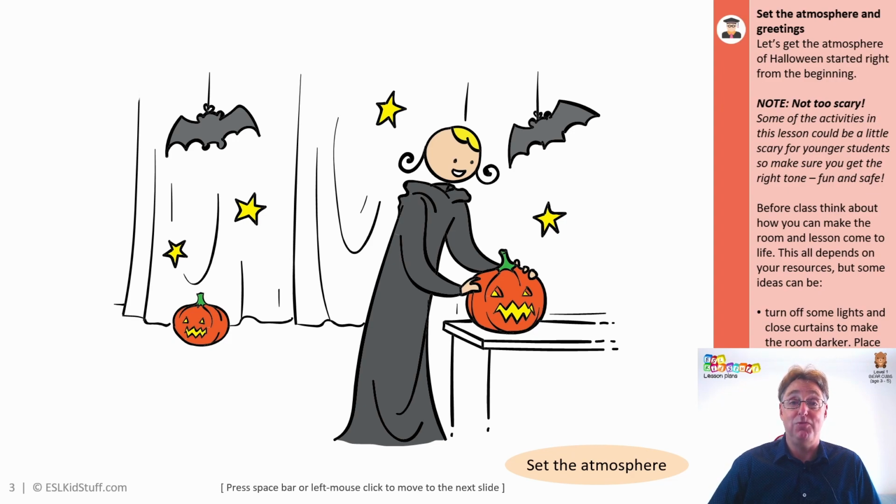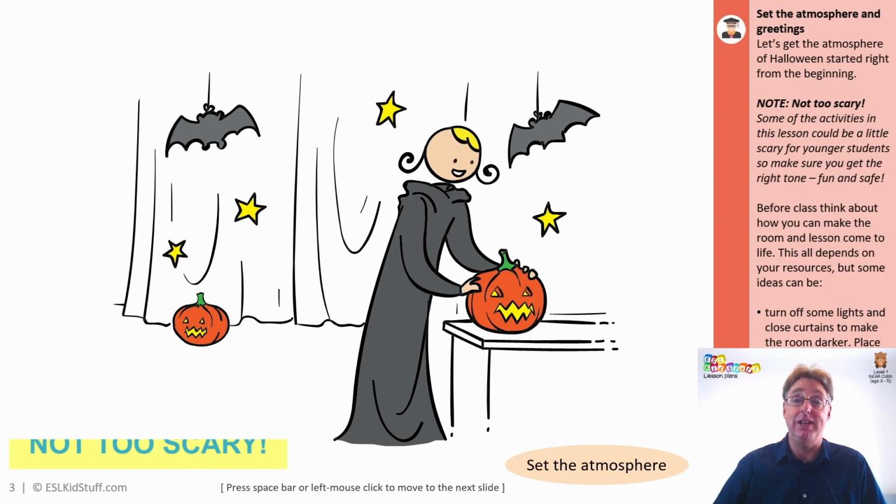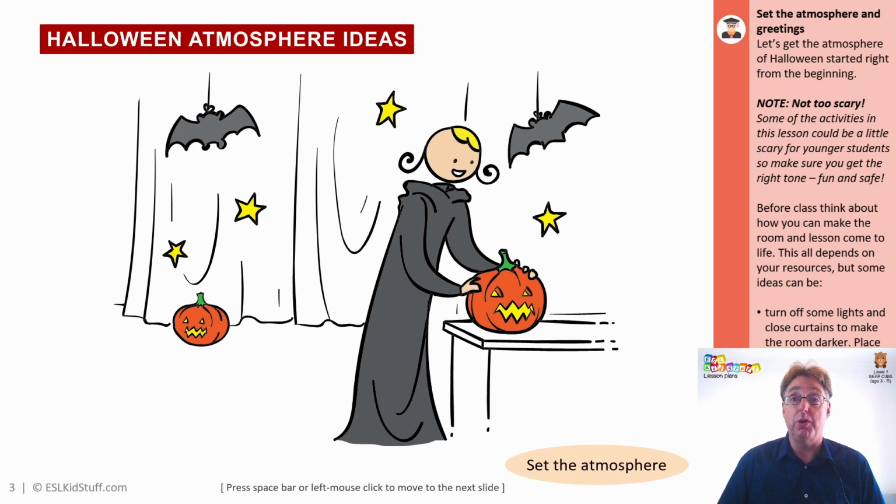First of all, note, don't make it too scary. At this age group, 3 to 5 year olds, they can get scared quite easily. So you need to tone it down for this level. Okay, so before class, we need to think about how you can make your room or your lesson come to life and be full of Halloween. So it depends on your resources and what you've got available.